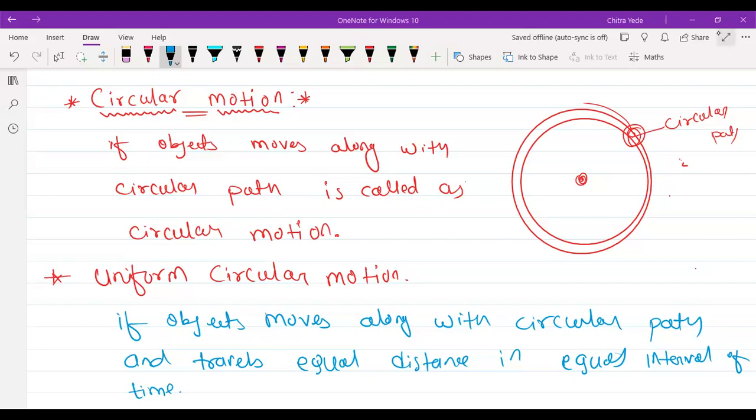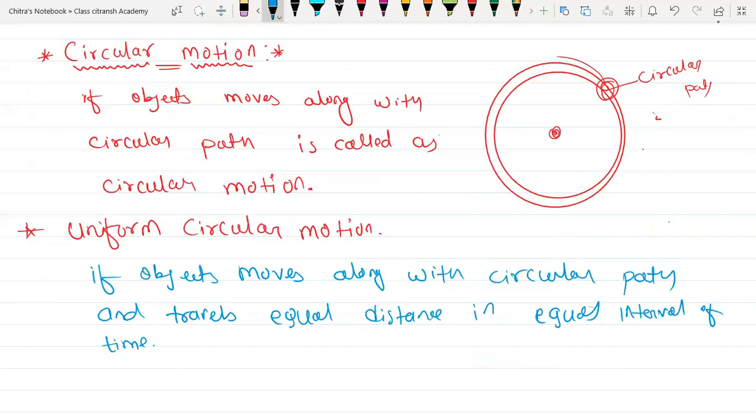Now I have one question. Suppose the object moves from here, goes around the total circular path, and reaches the same point. So the initial and final points will be the same, right? In that case, the displacement may be zero. Yes, sir, it will be zero, because it is coming back to the starting point.